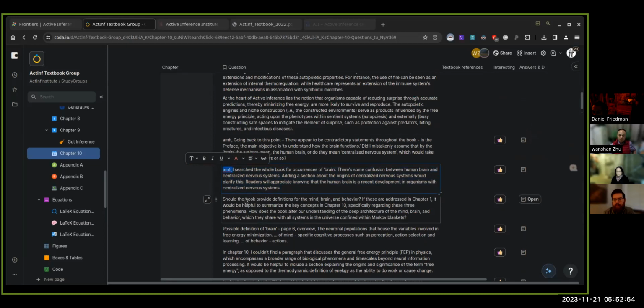Brains and centralized nervous systems. Not exactly sure what you mean by the brain is a recent development. I mean, they're going back to the last common ancestor of vertebrates and invertebrates. There was a centralized nervous system, and it changed in structure and function, even in the last tens of thousands of years.